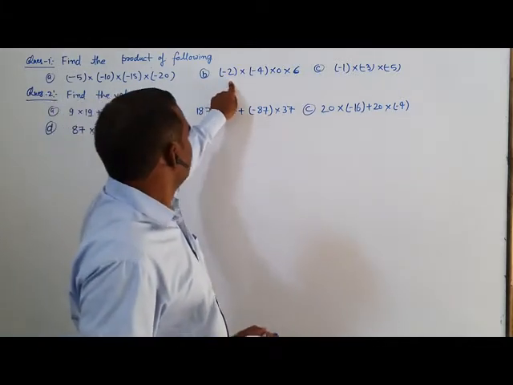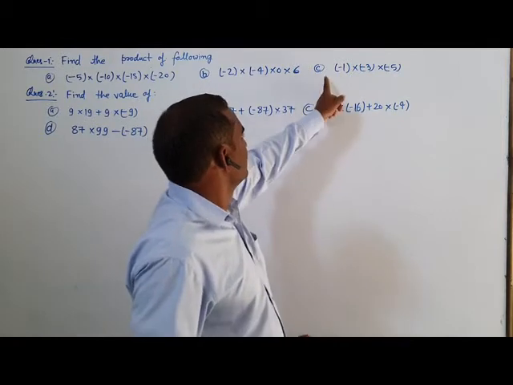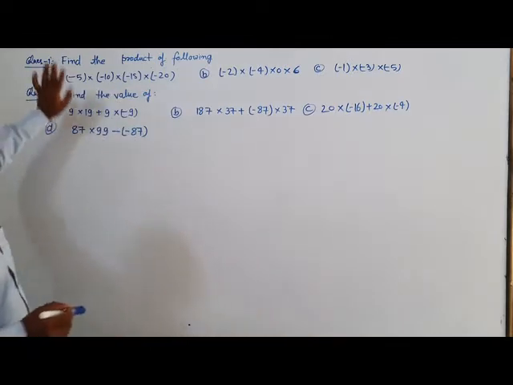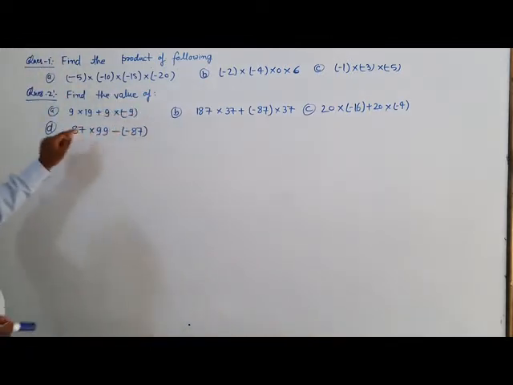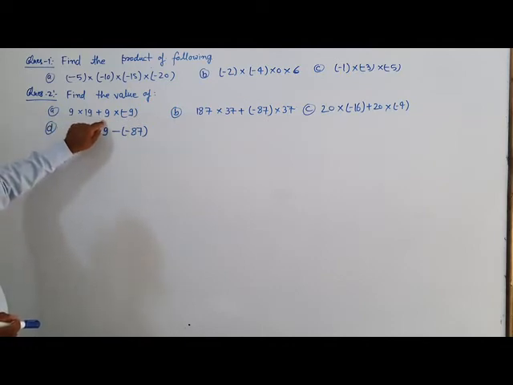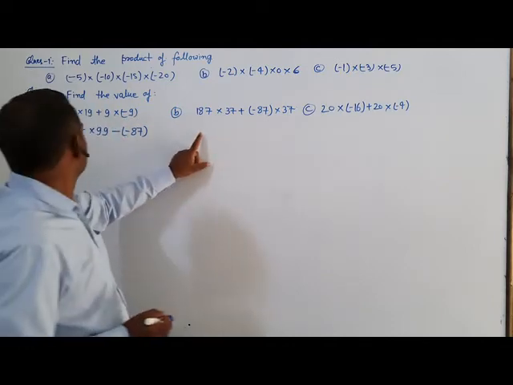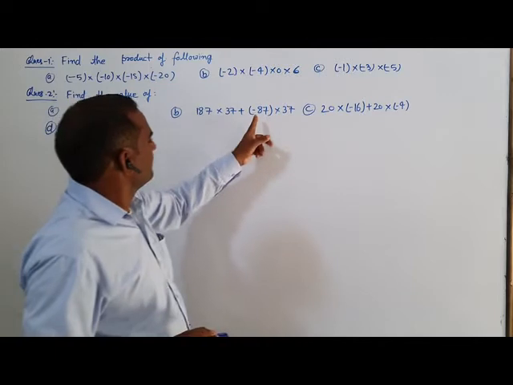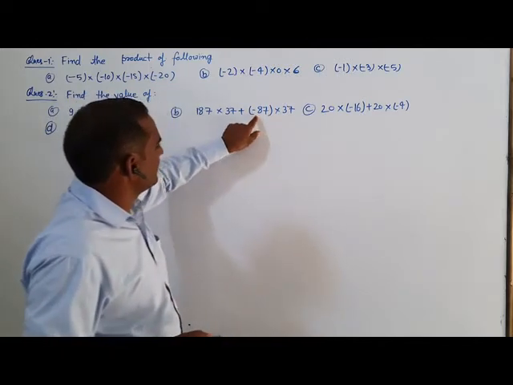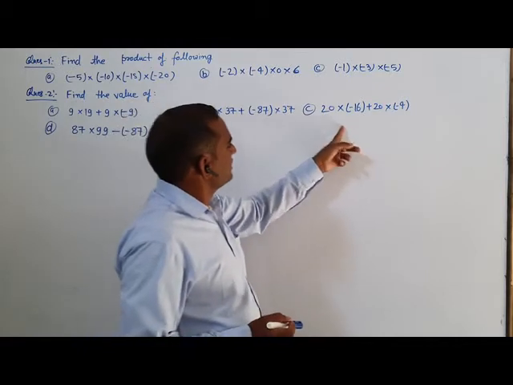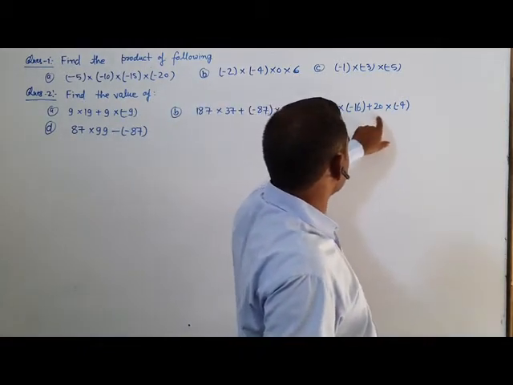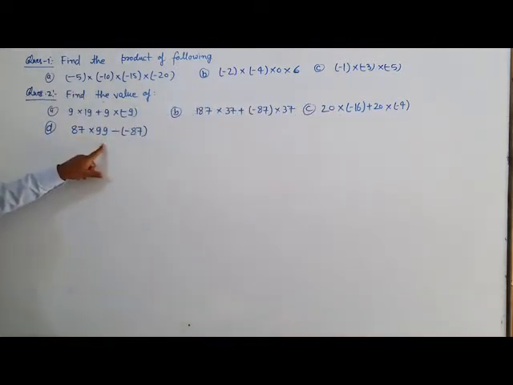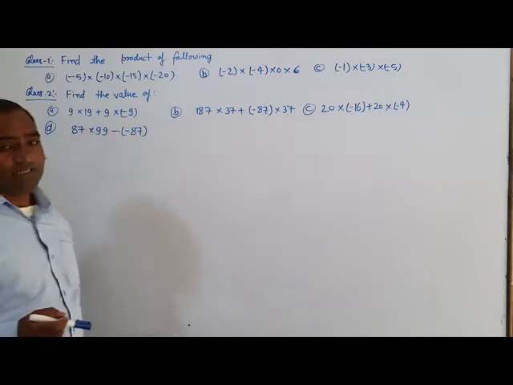B. Minus 2 into minus 4 into 0 into 6. C. Minus 1 into minus 3 into minus 5. D. Question number 2. Find the value of 9 into 19 plus 9 into minus 9. B. 187 into 37 plus, under bracket, minus 87 into 37. C. 20 into, under bracket, minus 16 plus 20 into minus 4. D. 87 into 99 minus, under bracket, minus 87.